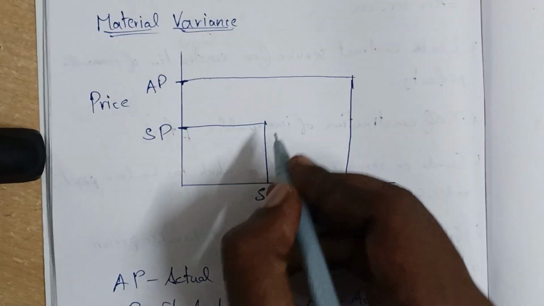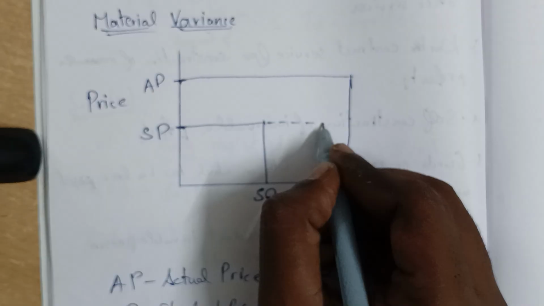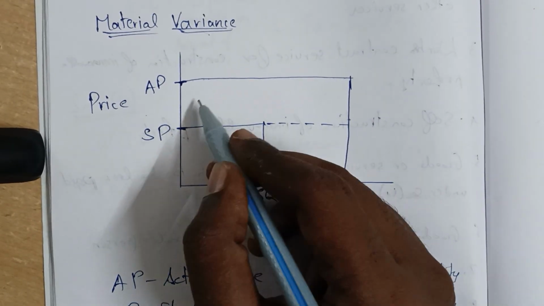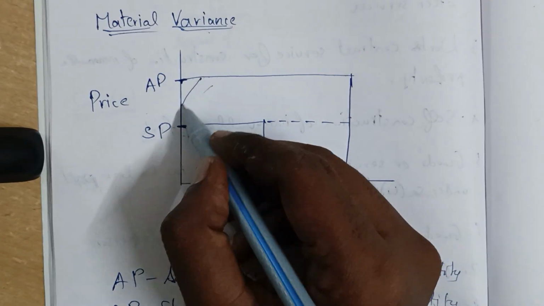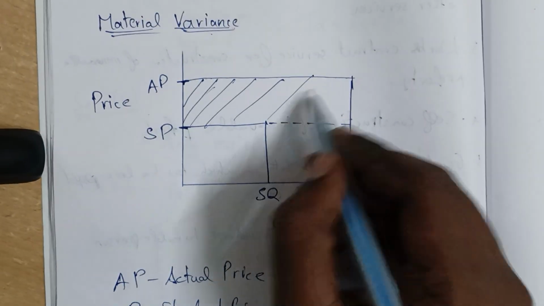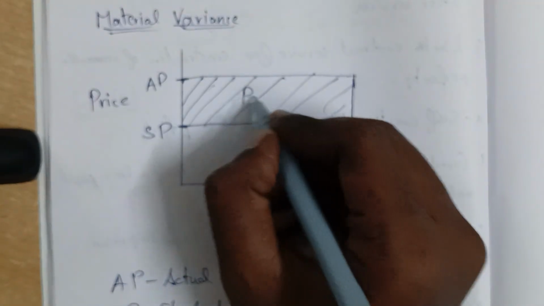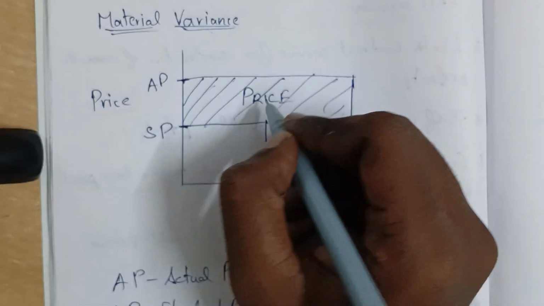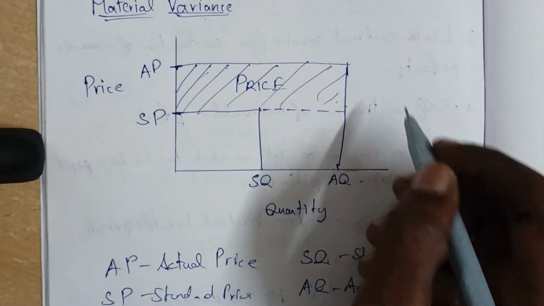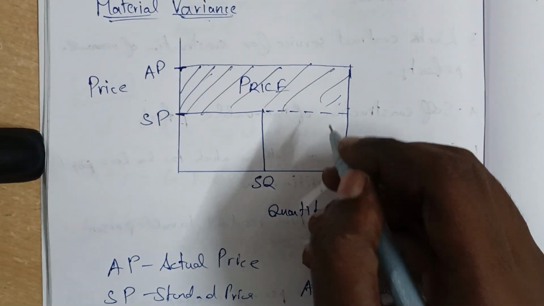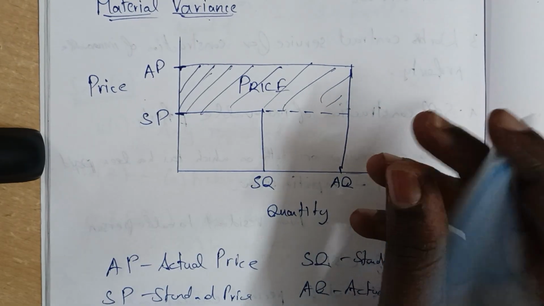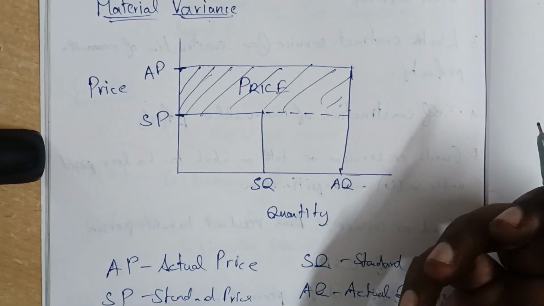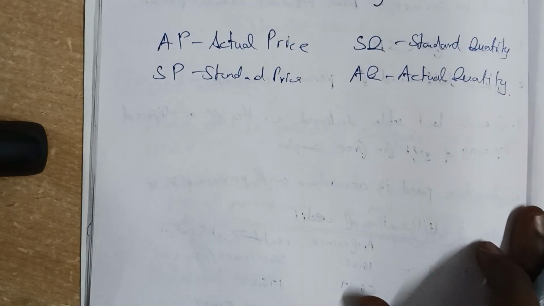The second is to just make a dotted line here. Now this portion, I'm gonna go ahead and shade it. This portion is called the price. Why it's called price, I will explain later. Now then, let's keep it here. So another concept we have to understand now.